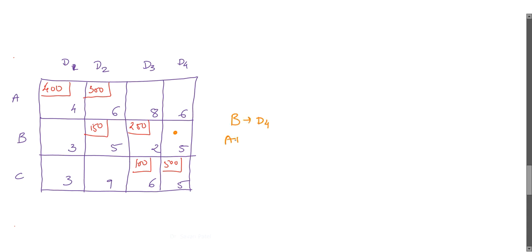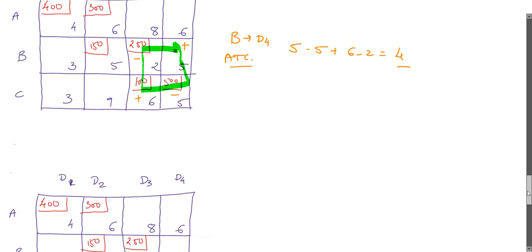The additional transportation cost, first of all find out the loop. So here to here, then here and then back. So in this case, the additional transportation cost, first of all we are adding something, so here plus, here it will be minus, here it will be plus and here it will be minus. So 5 minus 5 plus 6 minus 2, so it is 4. So additional transportation cost is 4, so we cannot transport from this point. So that is also not valid to do a transportation.